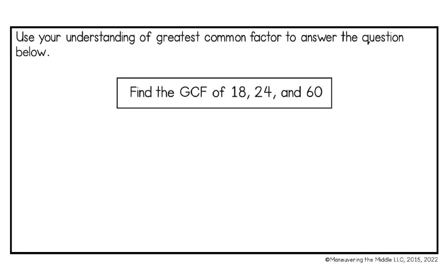This time we have 3 numbers. We have 18, 24, and 60. So I'm going to start with 18. I know 1 times 18 will give us 18. 2 times 9 is 18. 3 times 6 is 18.